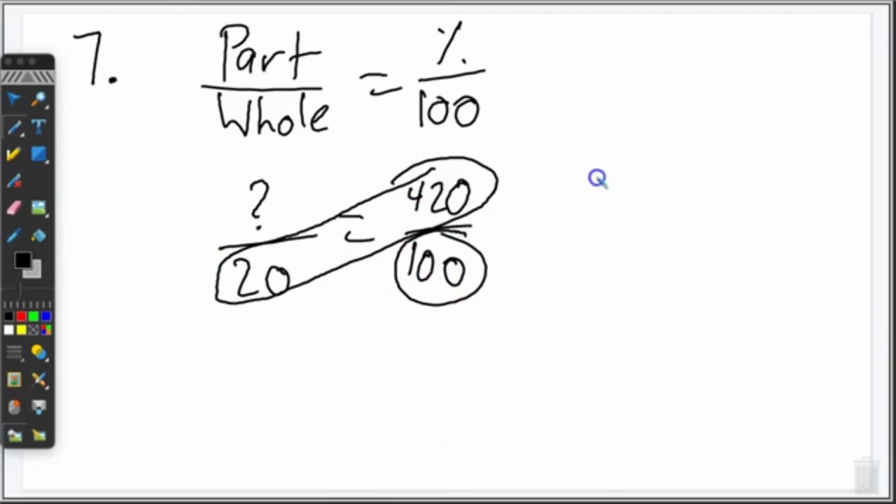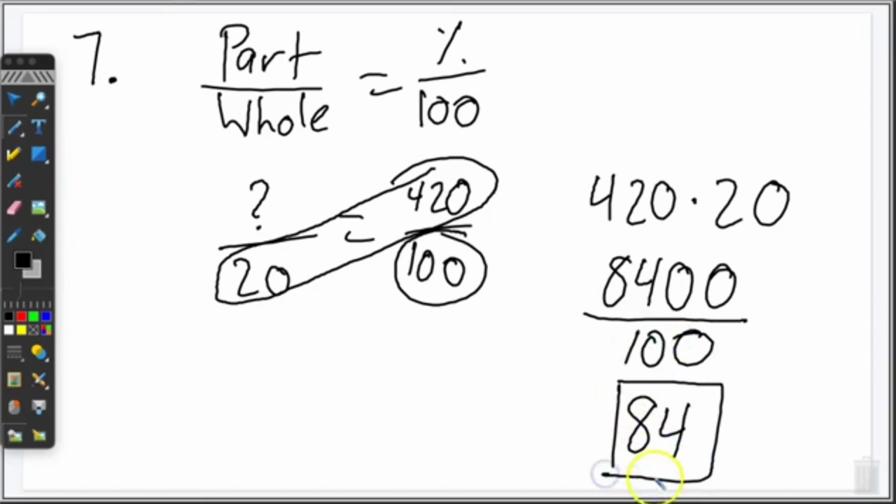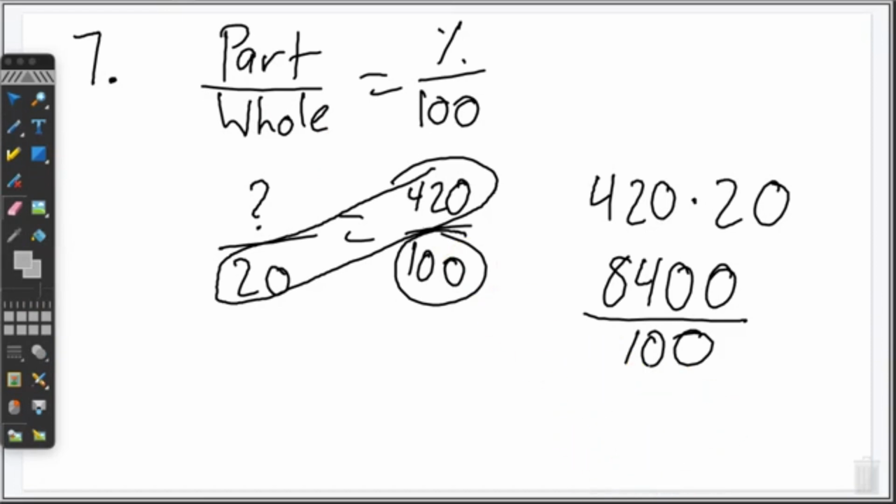And when we multiply 420 times 20, we get 8,400. Then we divide by the ball, which is 100, and we get 84. She will buy 84 boxes. She plans to buy 84 boxes, so she plans on buying 84 more. So she'll buy 84 more boxes.